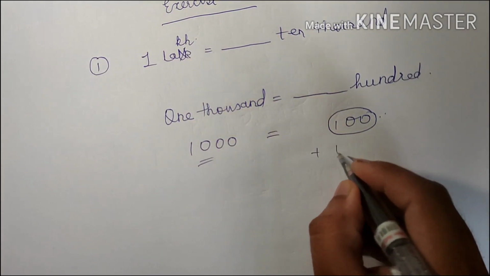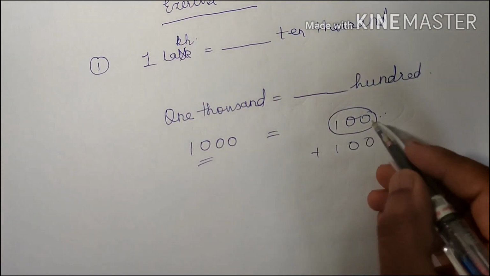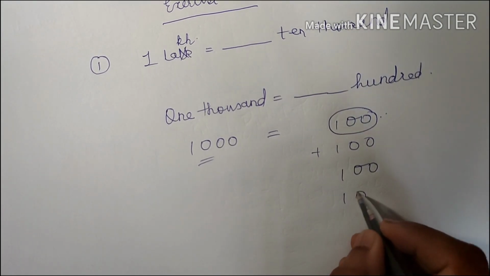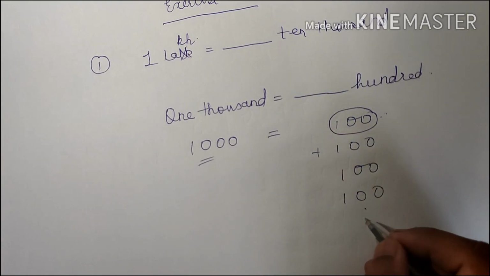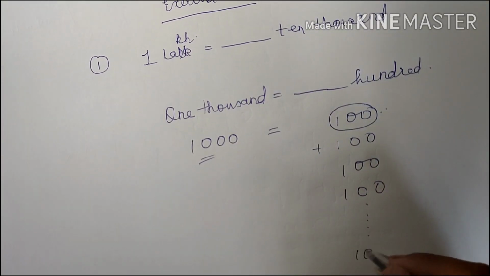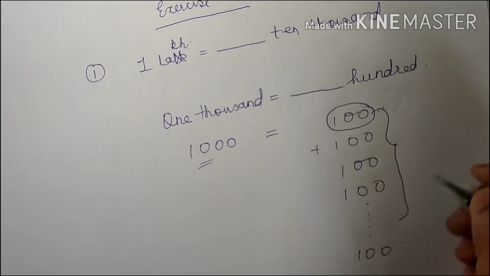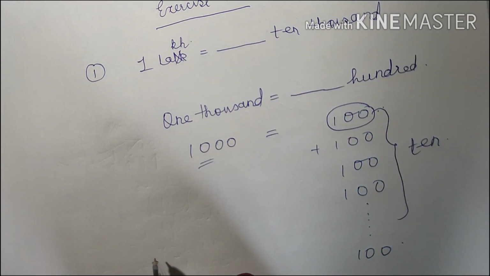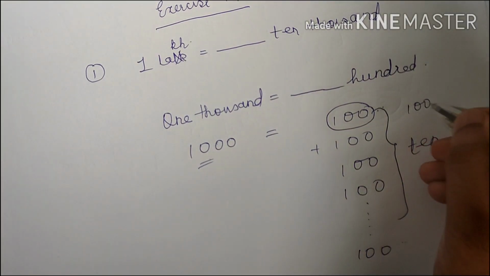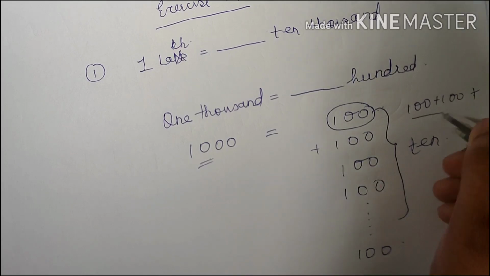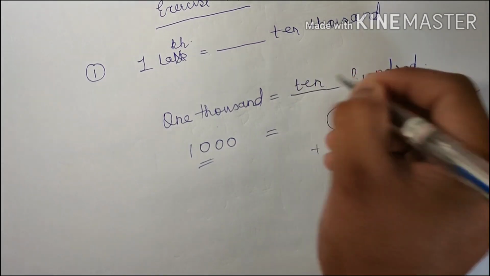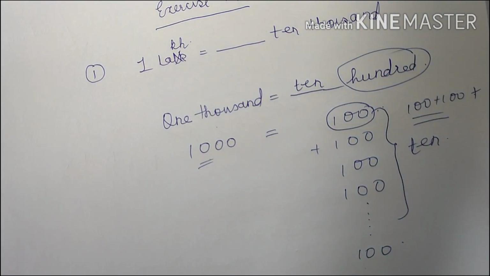When you start adding up, the first 100 you add, you get 100 plus 100, you get 200. The next 100 you add, you get 300. The next 100 you add, you get 400. So continue up to 10 hundreds. That means this will be 10. When you add 10 times 100, you'll get 1000, isn't it? You try yourself, you add 100 10 times, then you will get 1000. So the answer for this is 1000 equals 10 hundreds.